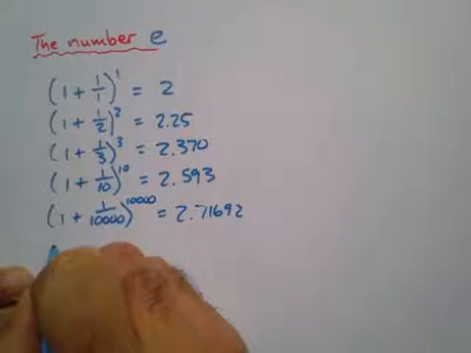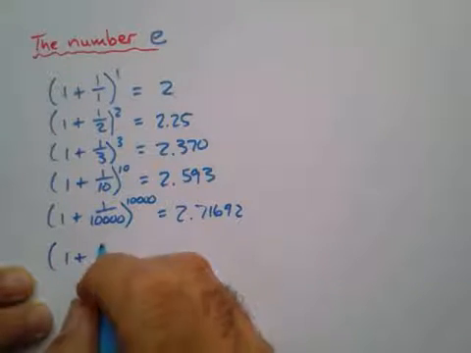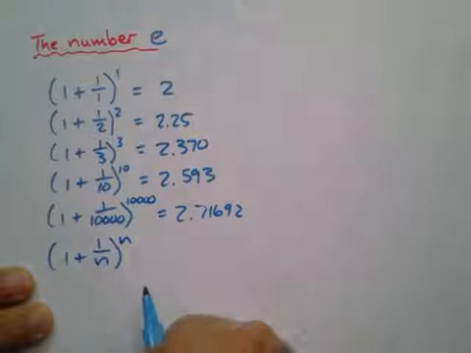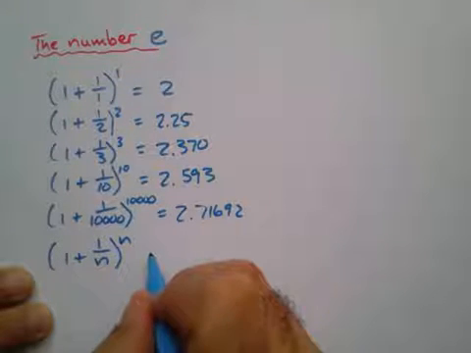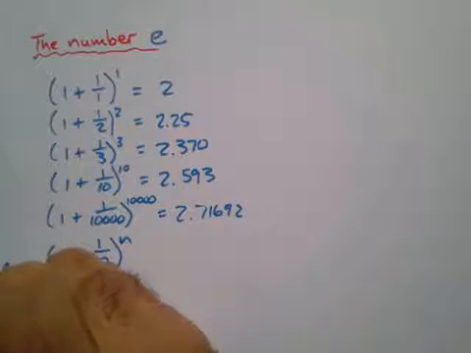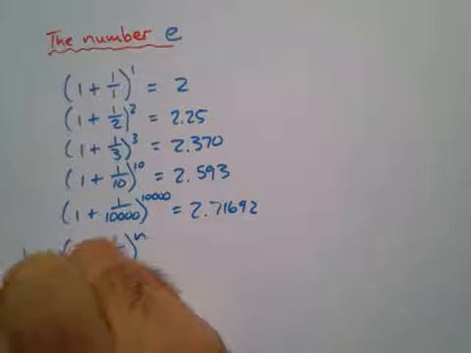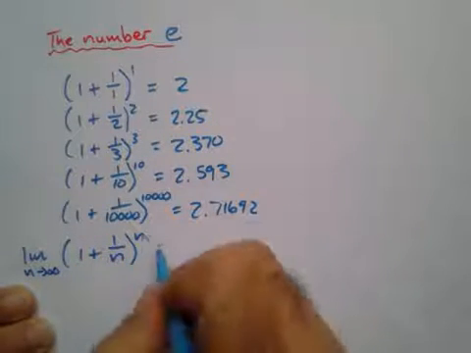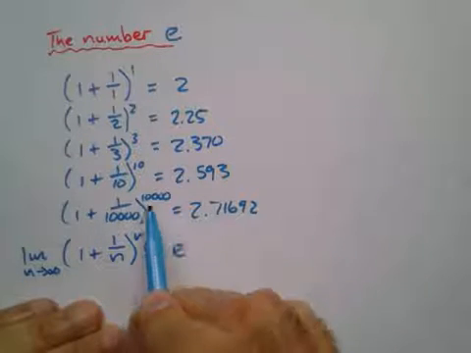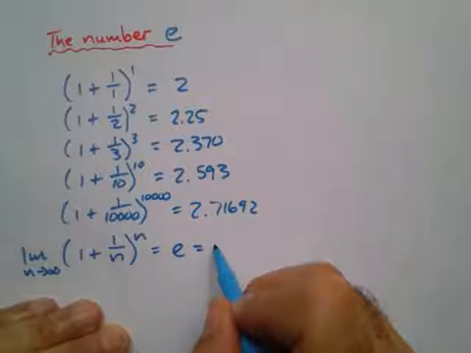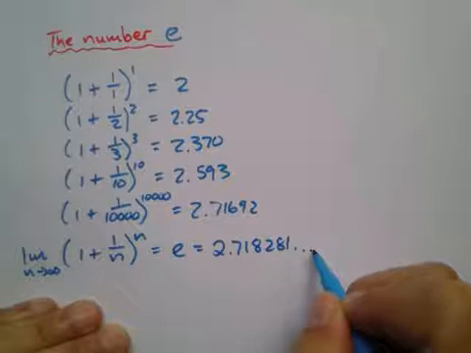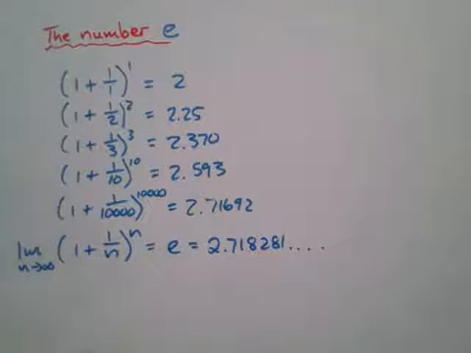So the number e then is when I say 1 plus 1 over n, raised to the power n, but I'm going to say it's the limit. When n goes to infinity, then Euler's number will appear. So this number, if you go on to infinity, will get closer and closer and closer to 2.7182881, carrying on and on and on. So that is how Euler's number was originally located.